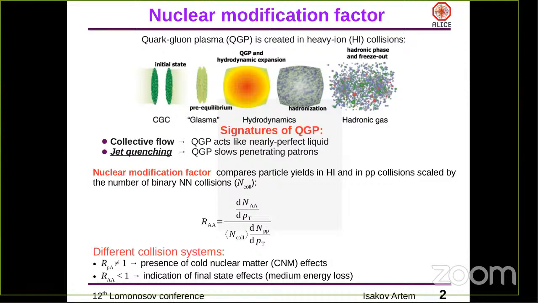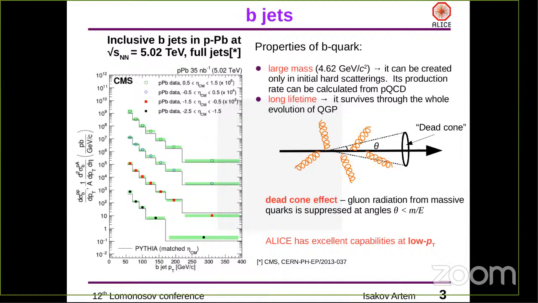medium energy loss. Beauty quarks can be considered as ideal self-generated probes of the QGP medium because they have a really long lifetime, so they will survive the whole evolution of the QGP, and they have a large mass, which means they can be created only in initial hard scattering, and their production rate can be calculated from perturbative QCD. Another important point is the dead-cone effect, which suppresses gluon radiation for massive quarks at a forward angle.